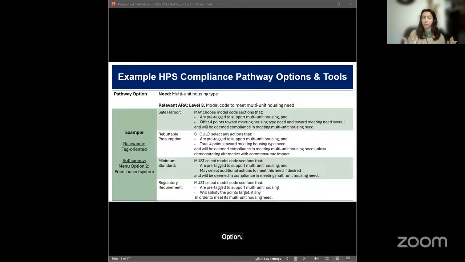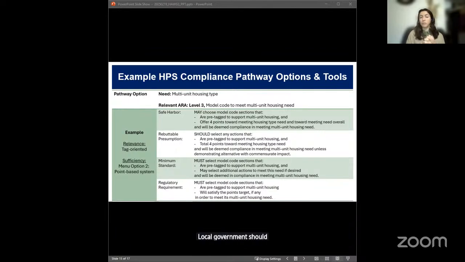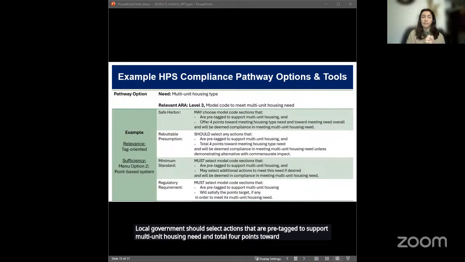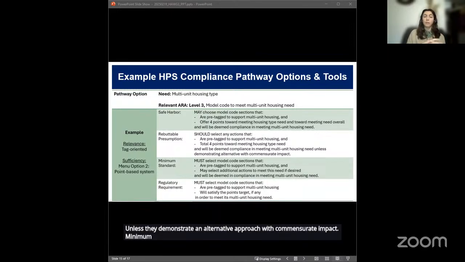Option. They may choose that. Another option would be a rebuttable presumption tool applied to this example. So local government should select actions that are pre-tagged to support multi-unit housing need and total 4 points toward meeting that housing need, unless they demonstrate an alternative approach with commensurate impact. Minimum standard, local government must select model code sections that are pre-tagged to support multi-unit housing and total 4 points, but may select additional actions if they would like.